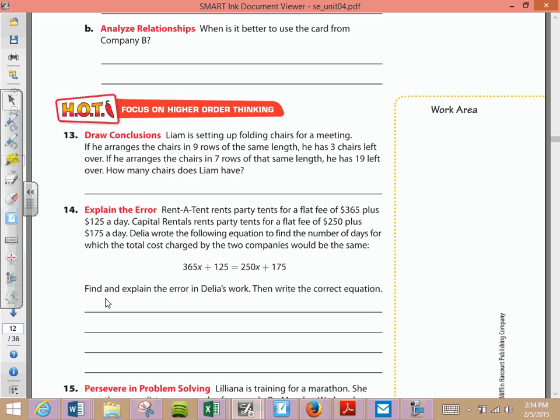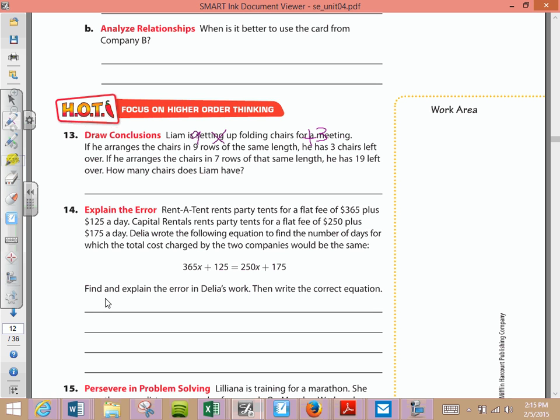I know some kids had difficulties with this one, getting the problem out, but it wasn't actually that hard. If you just came up with the idea that you're doing an equation equals an equation. So let's try to figure out what the equation is. It's saying 9 rows. Do we know how many chairs are in each row? No. So that's my x, right? And it says we have how many left? We have plus 3, right?